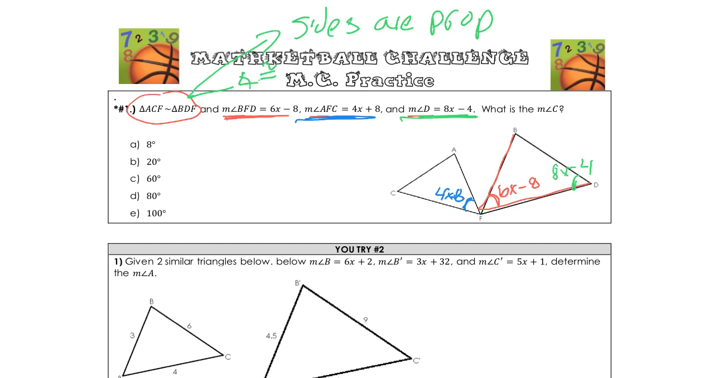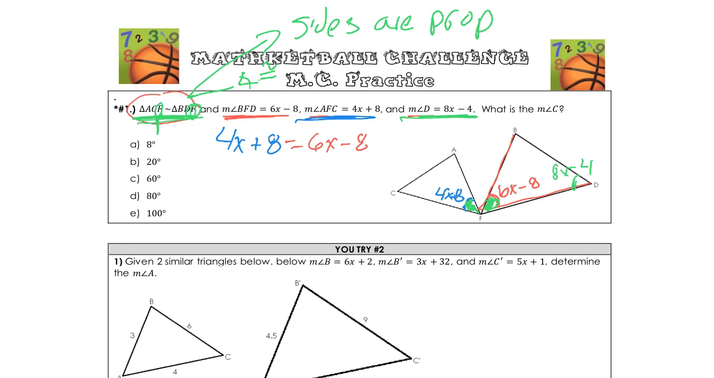The easiest way to check, I think, is to look at the letters over here. So I see I have angle F here in triangle ACF. So what matches up with angle F? Oh, that's angle F in the other triangle, this one. So I could set 4x plus 8 equal to 6x minus 8. Now I just got to solve this equation.